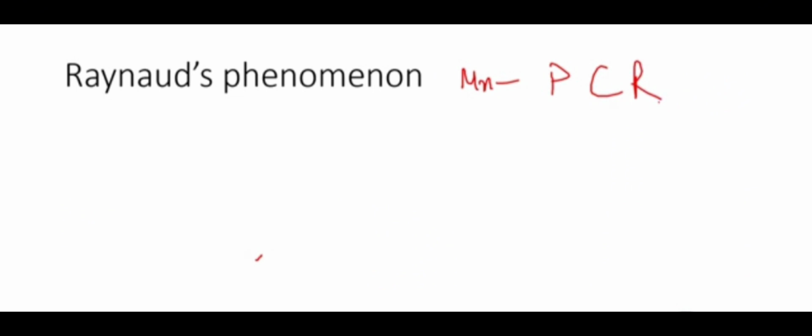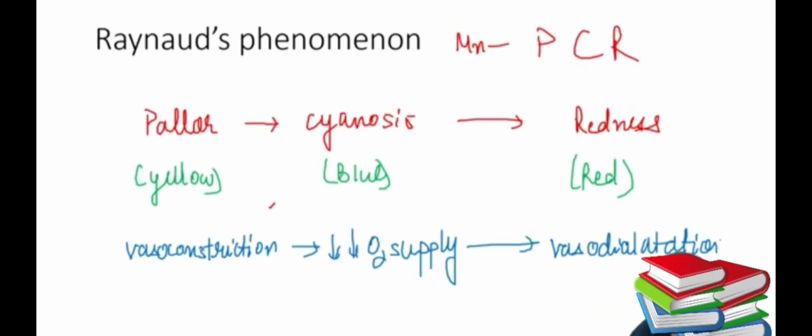The next slide is a very important examination question, very frequently asked: the sequence of the changes in Raynaud phenomenon. This can be remembered as PCR. Here P stands for pallor, which is shown as yellow color, C for cyanosis, which is shown as blue, and R for redness, which is red. So pallor is due to vasoconstriction, which leads to decreased oxygen supply, and in return causes reflex vasodilatation. So these are the sequence of the Raynaud's phenomenon.